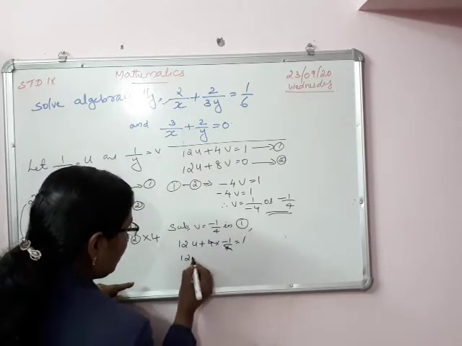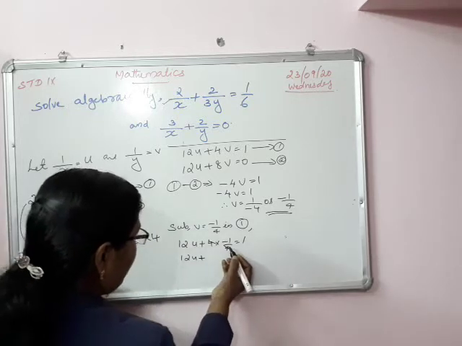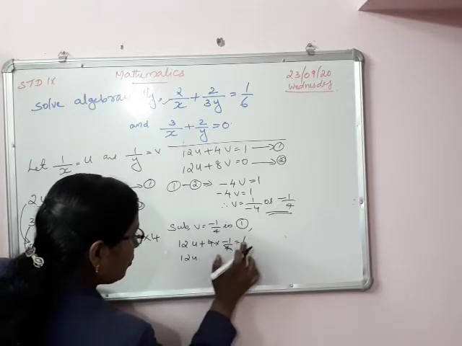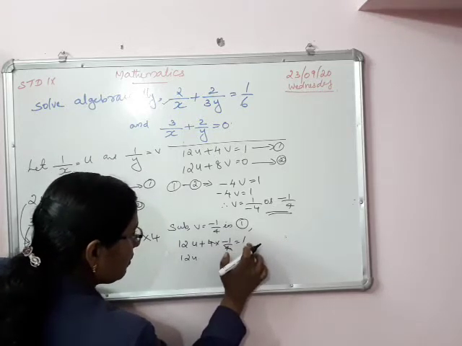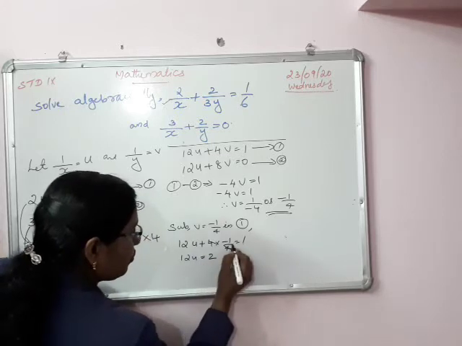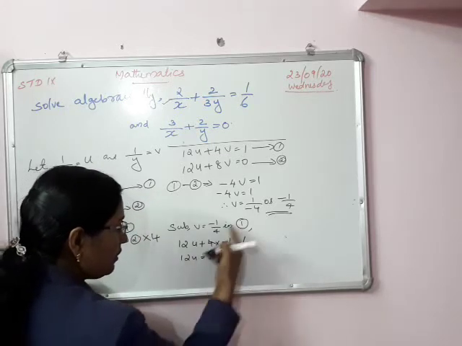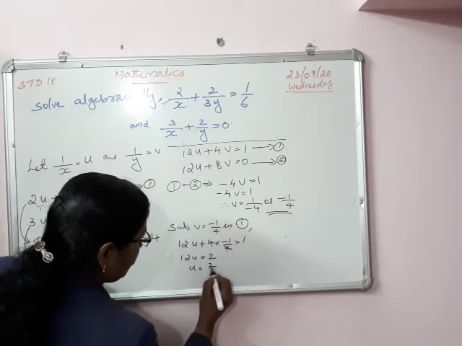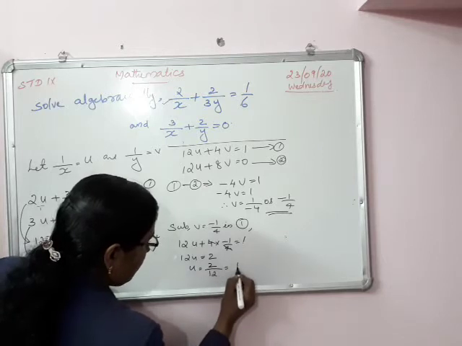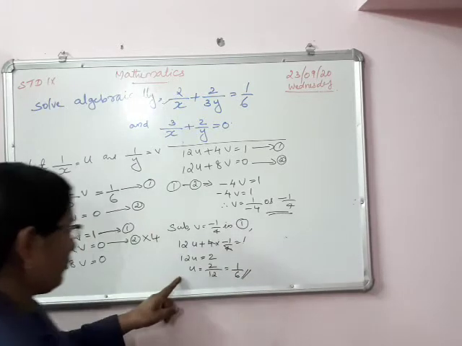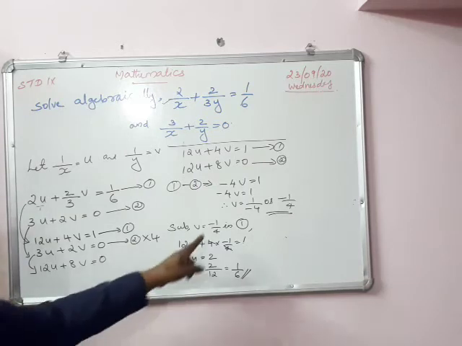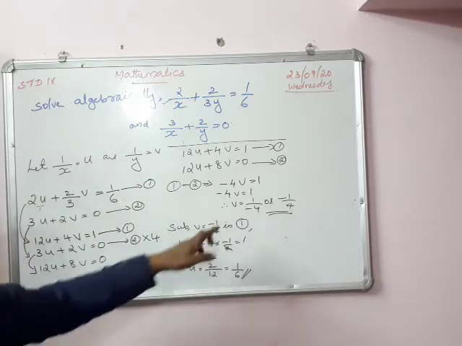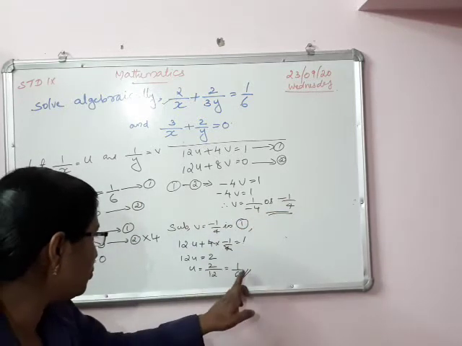So 12u minus 1 is equal to 1. Taking it to that side, the minus 1 becomes plus 1, so 12u is equal to 2. 1 plus 1 is 2. Therefore u is equal to 2 by 12, that is 1 by 6. The value of u is 1 by 6, and the value of v is minus 1 by 4.